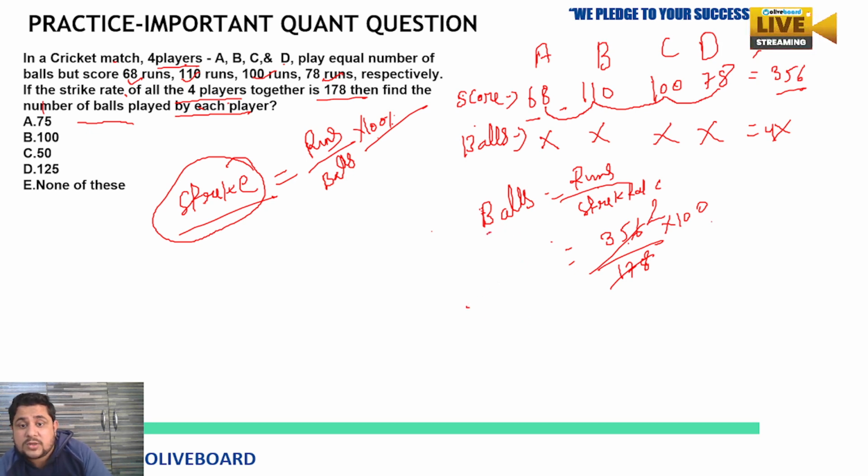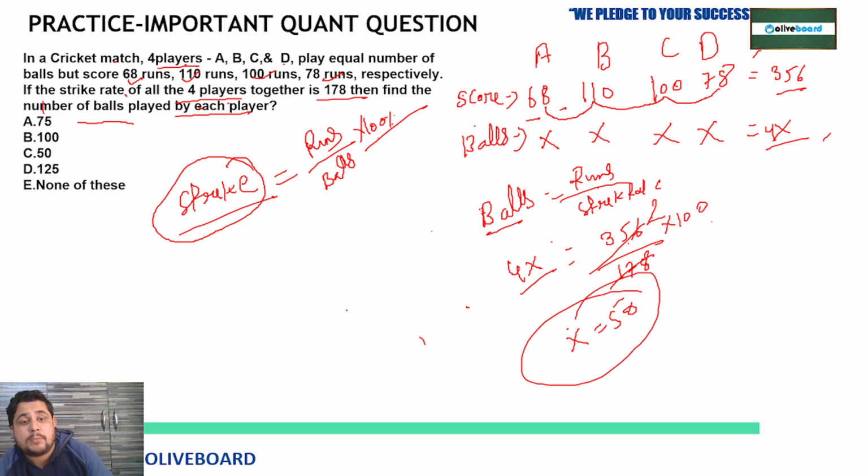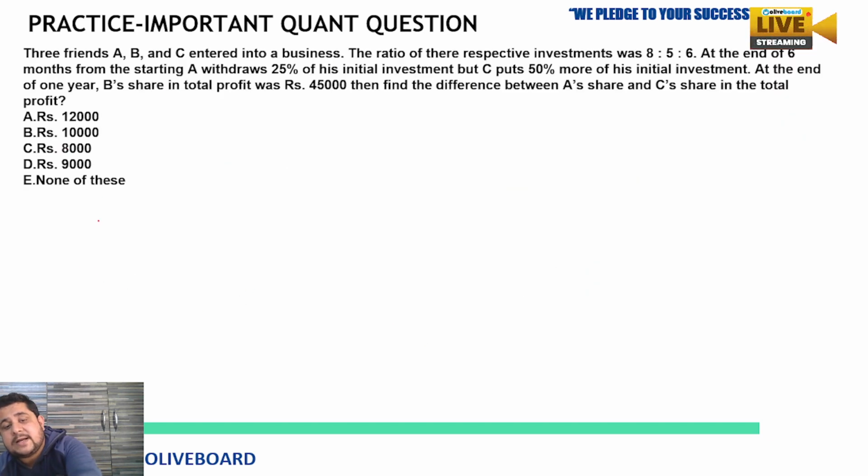Now, because total balls to score these 356 runs are 4x, so 4x equal to 200. So x will be equal to 50, means number of balls faced by each player would be 50. Option C is the correct answer. Let's move on to the next question.